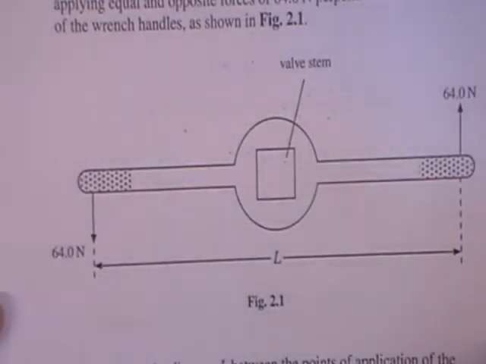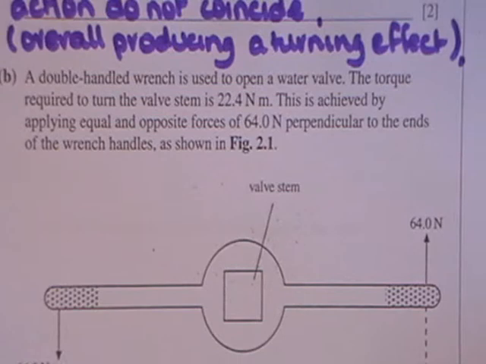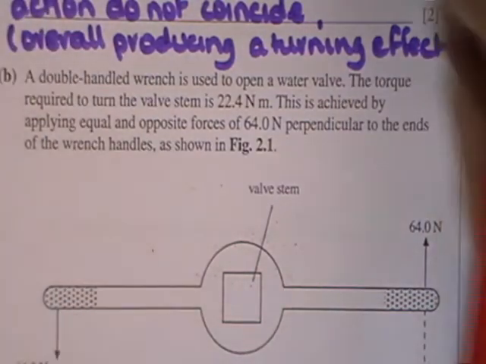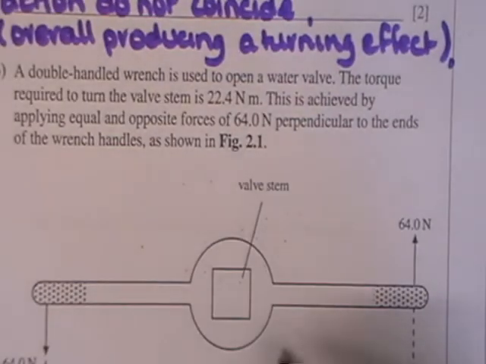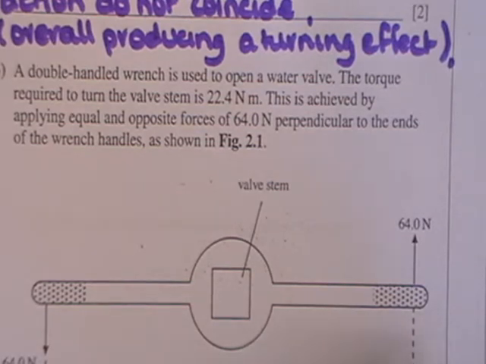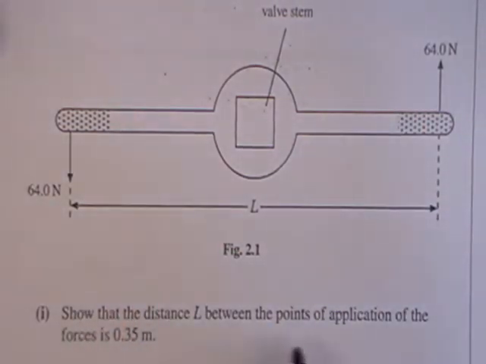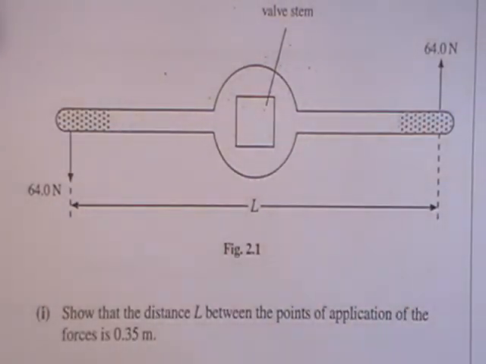Right, a double-handed wrench is used to open a water valve. The torque required to turn the valve stem, so you're going to take it and turn it round like that, or like this, as it is in this diagram. The torque required to turn the valve stem is 22.4 Newton meters. This is achieved by applying equal and opposite forces of 64 newtons perpendicular to the ends of the wrench handles as shown in the diagram. You see your 64 newtons. Show that the distance L between the points of application of the forces is 0.35 meters.